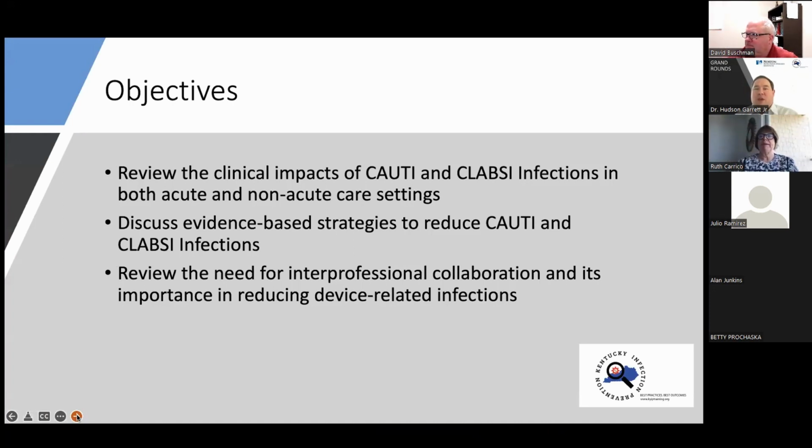And so this is really, as Ruth mentioned, a particularly important topic, one that transcends most of healthcare, whether we're talking about skilled nursing facilities, acute care, or a variety of outpatient clinics as well. It's really this concept of catheter-associated infections. We're going to particularly focus today on CAUTI and CLABSI, but keep in mind that there's a broader implication associated with this. The second objective is looking at evidence-based strategies to reduce both of these.